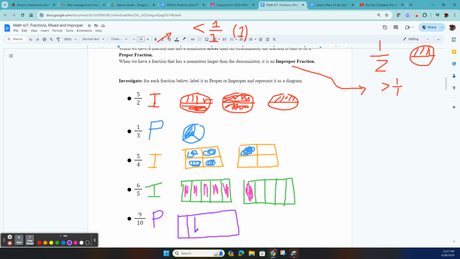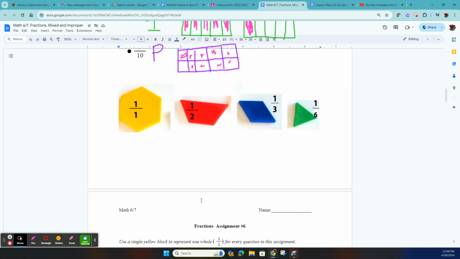1, 2, 3, 4. My worst diagram yet. Split that in half. So now I've got 1, 2, 3, 4, 5, 6, 7, 8, 9, 10. Cool. And 9/10. 1, 2, 3, 4, 5, 6, 7, 8, 9. 9/10. Close to a whole, but not quite.